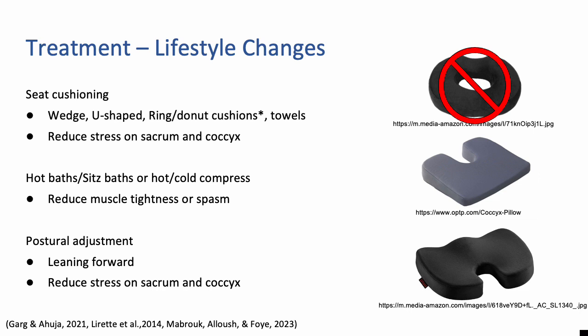Then there are hot or sitz baths, or hot or cold compresses, and that would be to reduce muscle tightness or spasm. And then we have postural adjustments. Sometimes patients are sacral sitting. They're putting more pressure on their tailbone. Having them lean forward into neutral, not necessarily into an anterior tilt, but into neutral, can help reduce some of that stress on the sacrum and the coccyx.